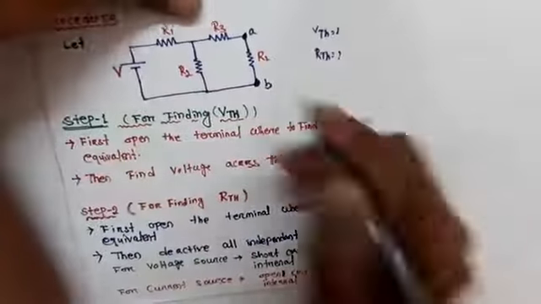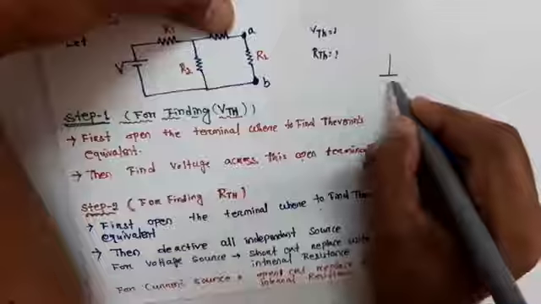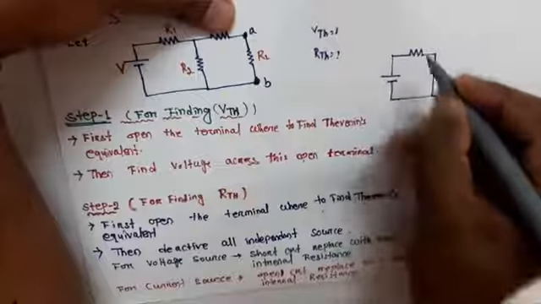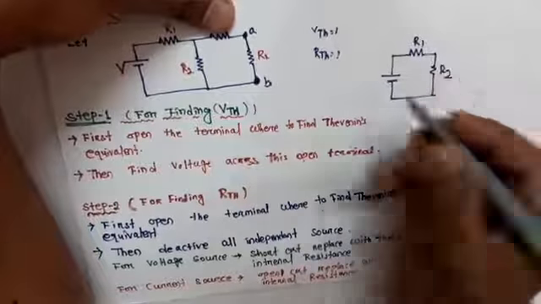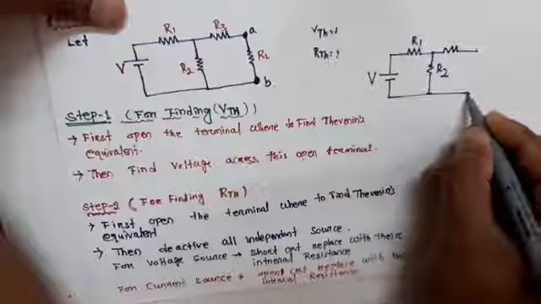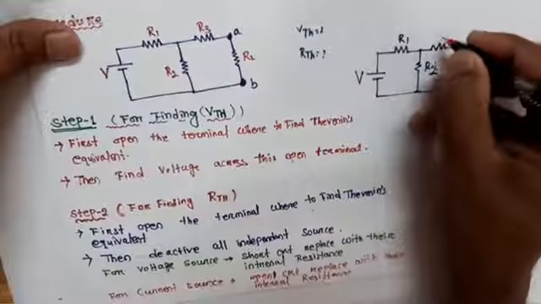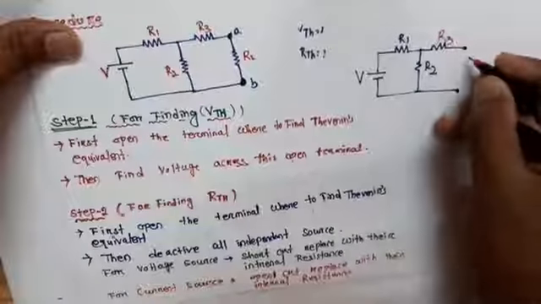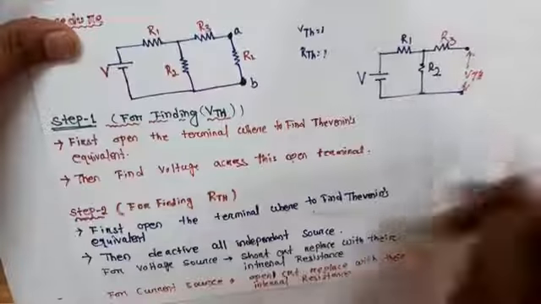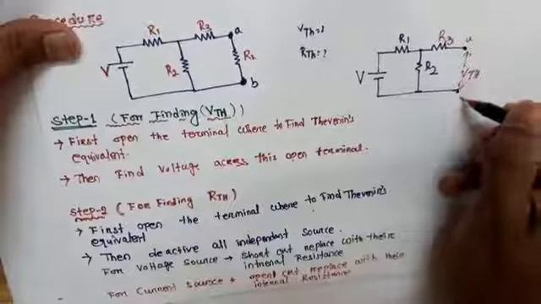Here we open RL, and everything else remains as usual. This is R1, this is R2, this is V, and this is R3. Here we need to find VTH, which is the voltage across the open circuit terminals AB, using some basic formula.